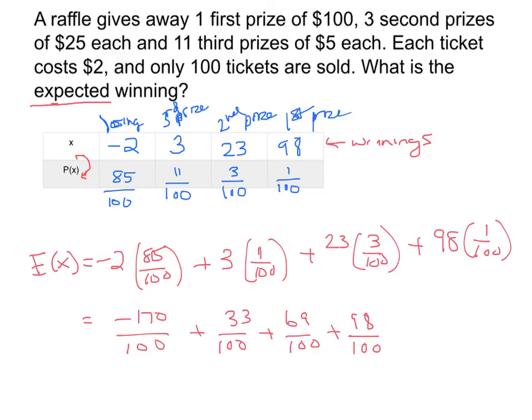When I add these together, I get 30 over 100, which translates to 0.30 or 30 cents, 30 out of 100. So what does that mean in regards to the question? It means that the expected winning, if you spend $2 on a ticket, is that you are going to win 30 cents. And that's how we answer this question.